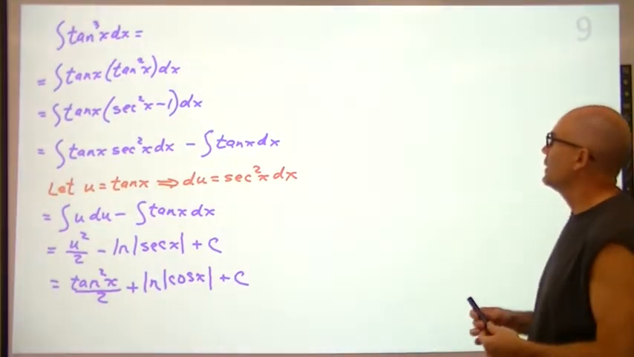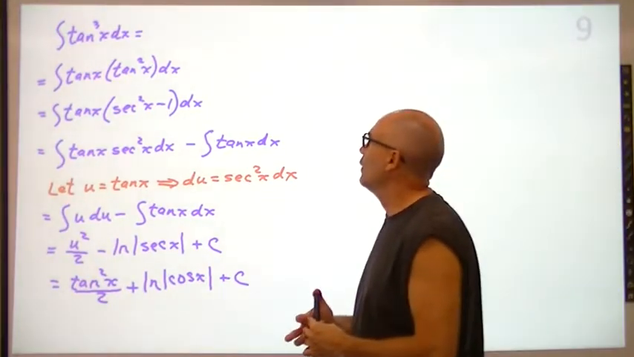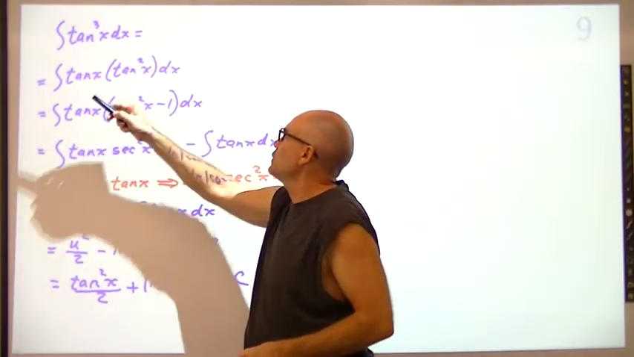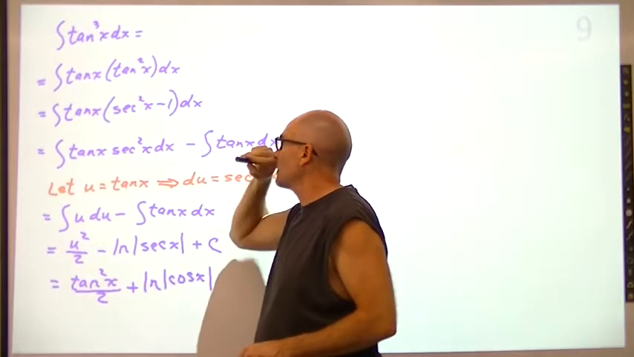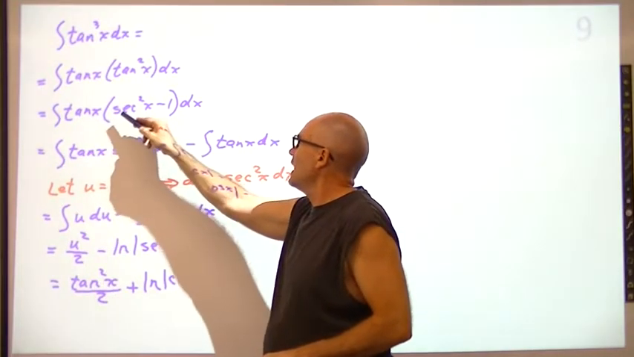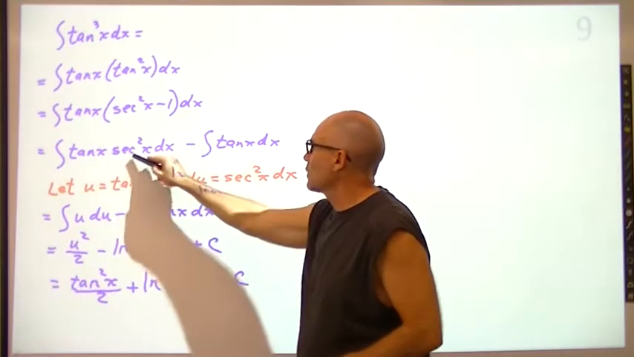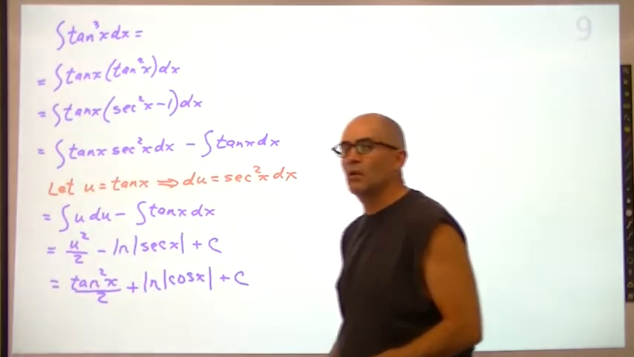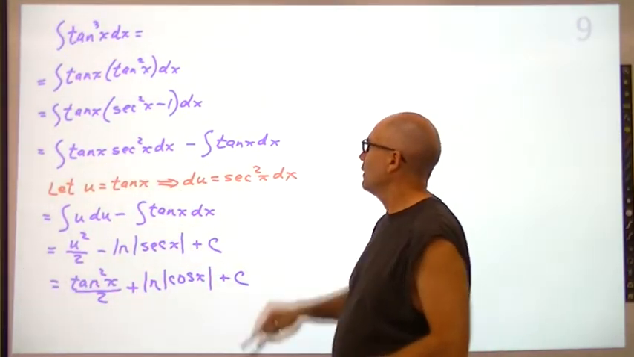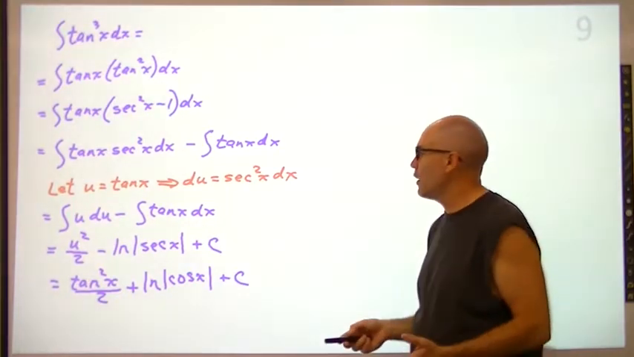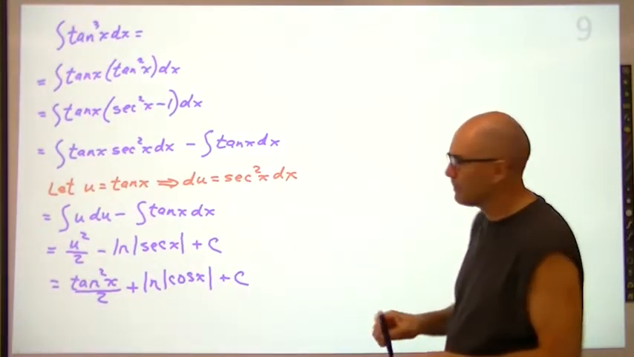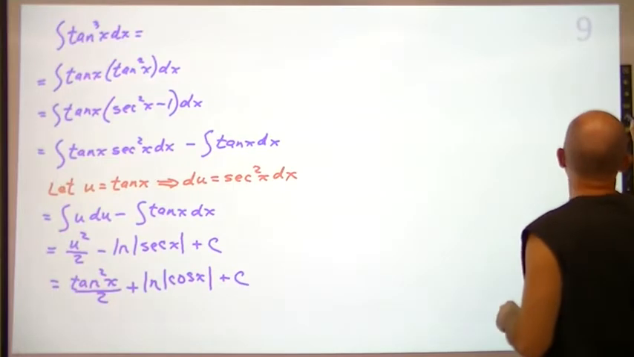Okay, so notice all we did here was we broke up our tangent cubed into tangent times tangent squared, changed our tangent squared into secant squared minus 1, and then we ended up with two integrals. One was an easy u substitution, the other was the one we memorized, and so it's all happy.